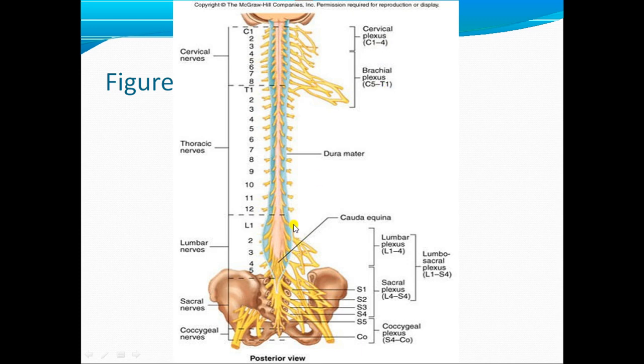And around the lumbar enlargement, there are two more plexuses: lumbar plexus and sacral plexus. Lumbar plexus is formed by the joining of nerves L1, L2, L3, L4. Sacral plexus is formed by the joining of nerves L4, L5, S1, S2, S3, S4. These two plexuses together are called the lumbosacral plexus. Finally, at the terminal portion, the coccygeal plexus is also formed. This is formed by joining of nerves S4, S5, CO1.